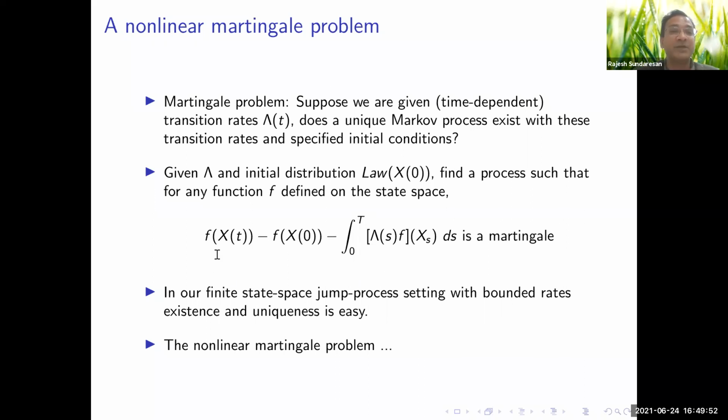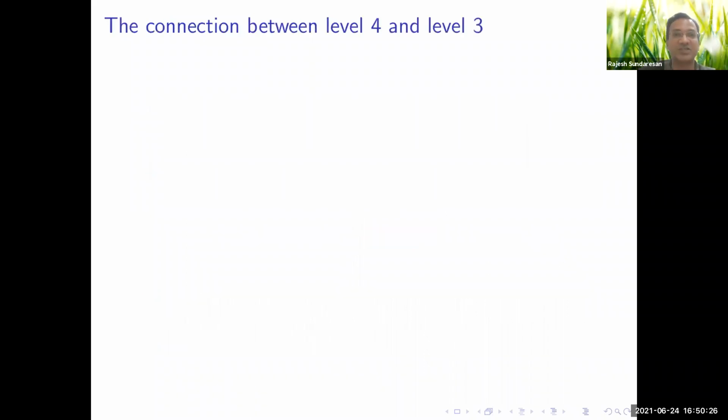Can I find a process that makes this f of x of t minus f of x of 0 minus the compensator, which depends on the x through the mean field, a martingale? So it's actually looking for certain special Markov processes which have a certain property, and the existence and uniqueness criteria for these need to be established, and the nonlinear martingale problem is associated with such questions.